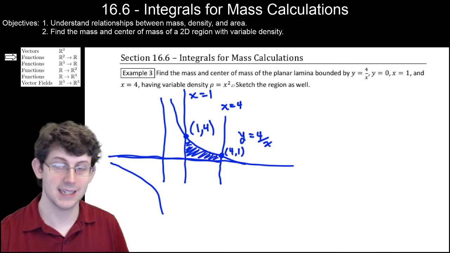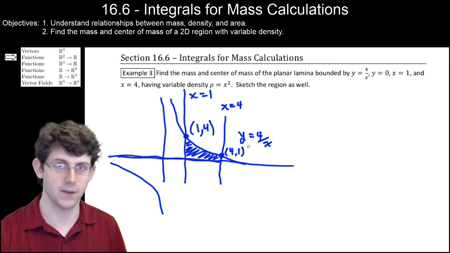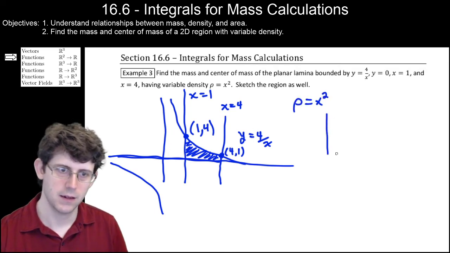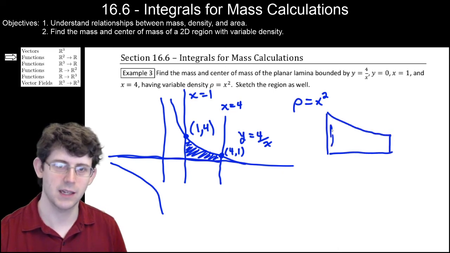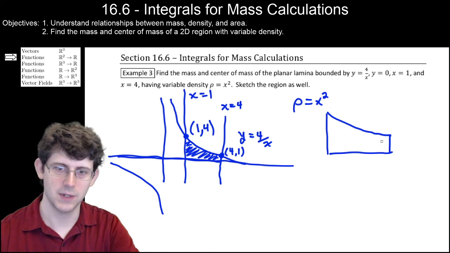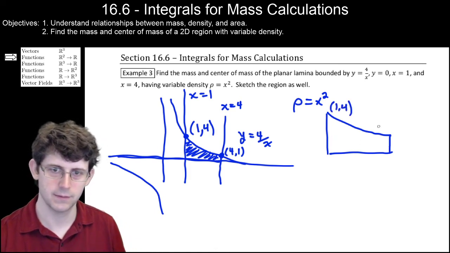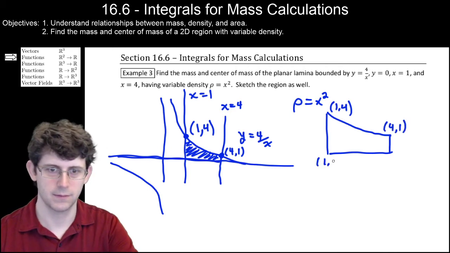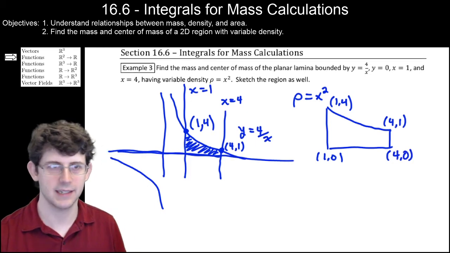Now, it tells us that the density is actually different at each point of this object. It gets denser and denser as we go further to the right. So I've got a shape like this, but it's really, really light over here, and really, really heavy over here. This says find the mass and the center of mass.